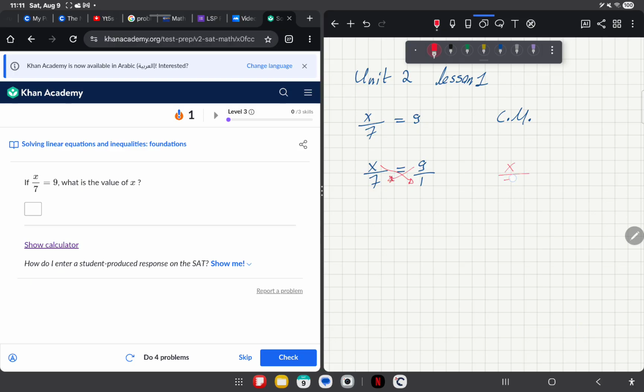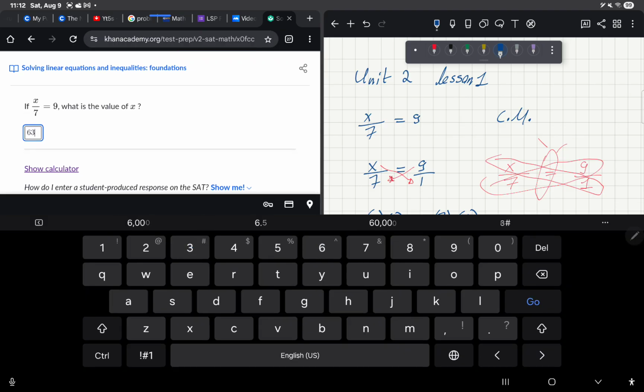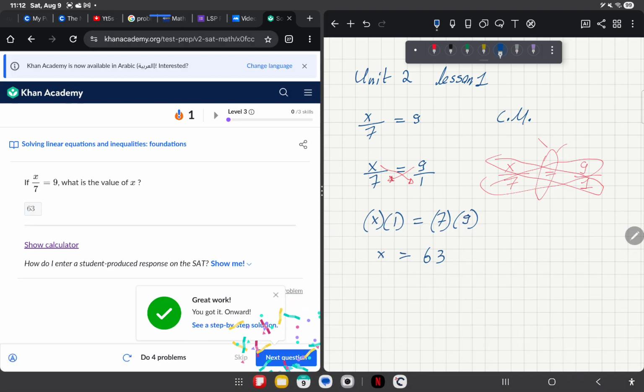Some people call it the butterfly method because you draw a butterfly. As you can see, the butterfly is here. So once we have done this, x into 1 is equal to 7 into 9. x is equal to 7 times 9. So what do we get? We get 63. So we're going to be plugging in 63 over here.